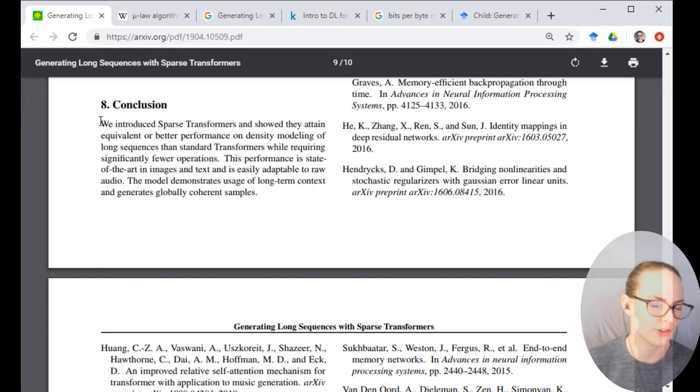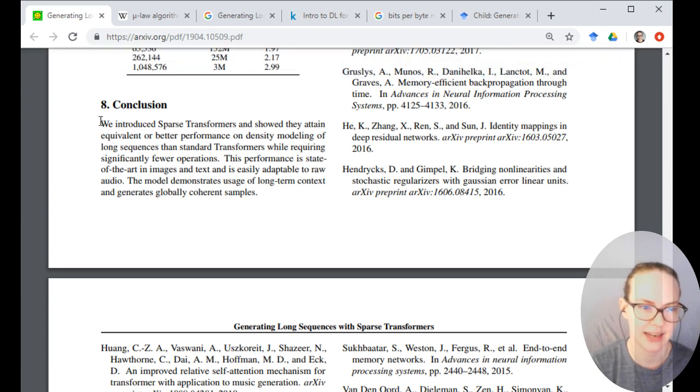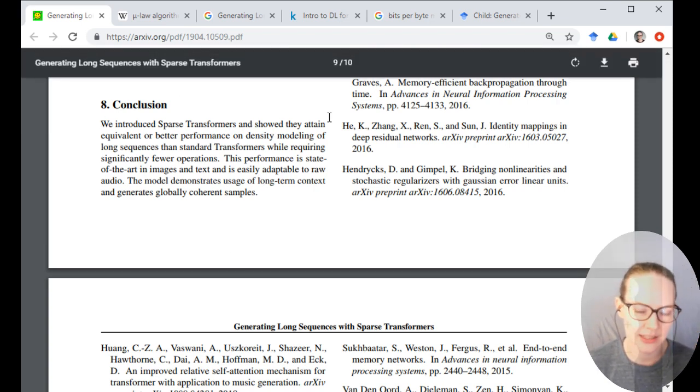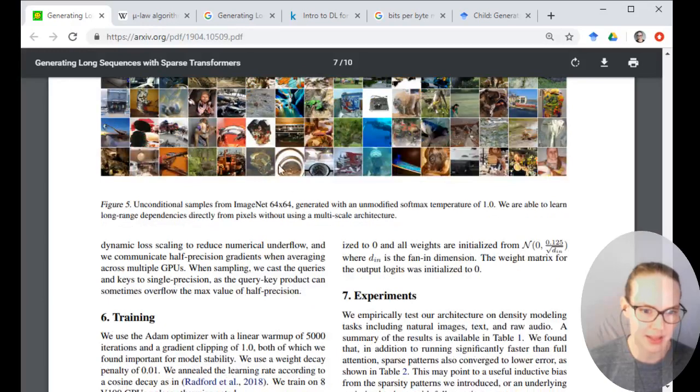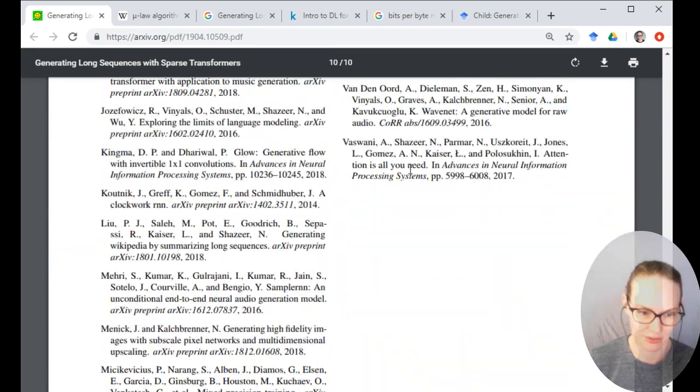Conclusion. We introduced sparse transformers and showed they attain equivalent or better performance on density modeling of long sequences than standard transformers, while requiring significantly fewer operations. This performance is state-of-the-art in images and text and is easily adaptable to raw audio. The model demonstrates usage of long-term context. Does it though? I guess they can argue that it exists in images, because something like this is a circle-ish, and this part looks like it's connected even though they're not contiguous to each other in terms of pixels.